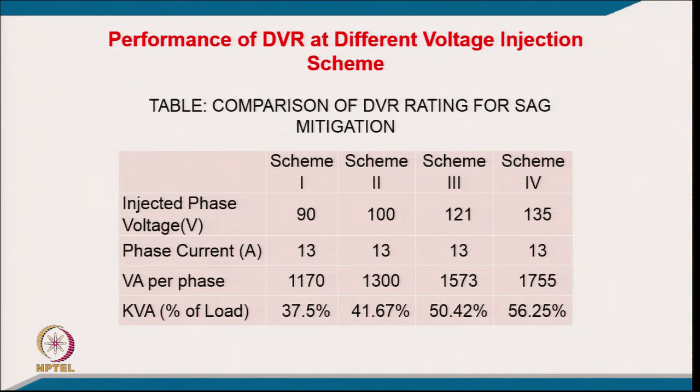So, as we discussed previously, in phase, then 30 degrees, 45 degrees, and then typically 90 degrees or quadrature. These are the injected voltages, these are the currents, all the same current, and these are the V ratings. You can clearly see the V rating is minimum when you inject the voltage in phase, and this is the kVA rating as a percentage of the load. It comes with the minimum rating, but of course, in this case you have to provide active power also for the injection from the DVR.